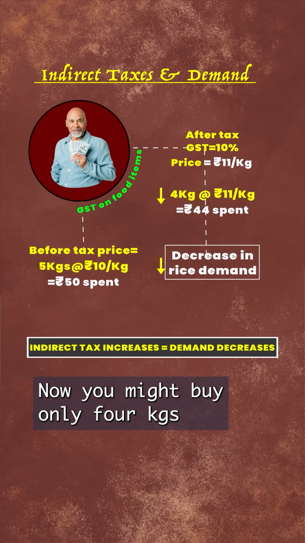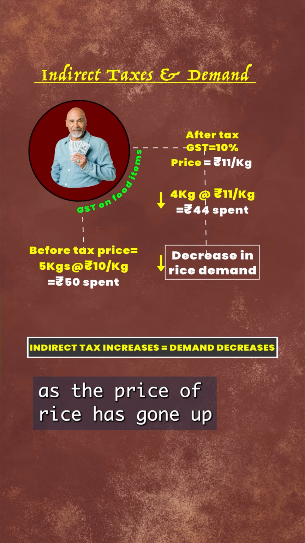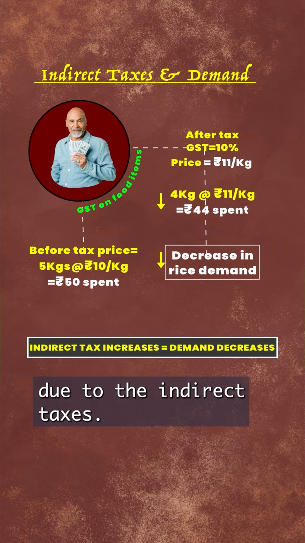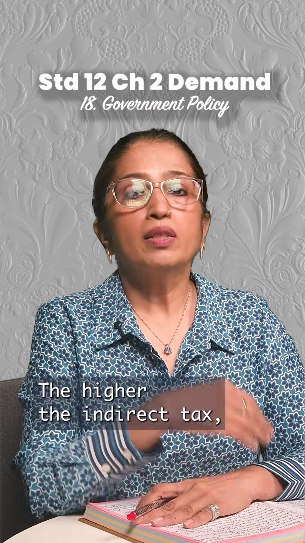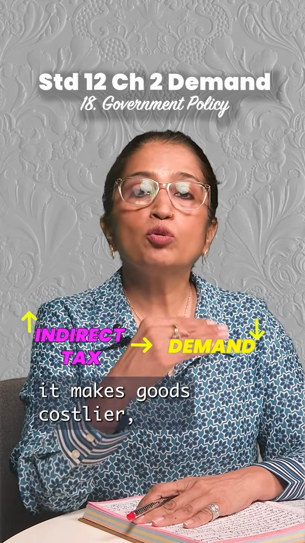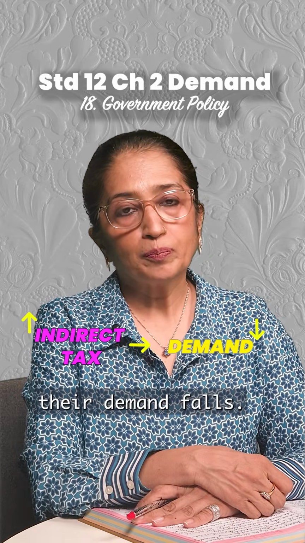Now he might buy only 4 kgs of rice instead of 5, as the price of rice has gone up due to the indirect taxes. The result: the higher the indirect tax, the costlier goods become, and their demand falls.